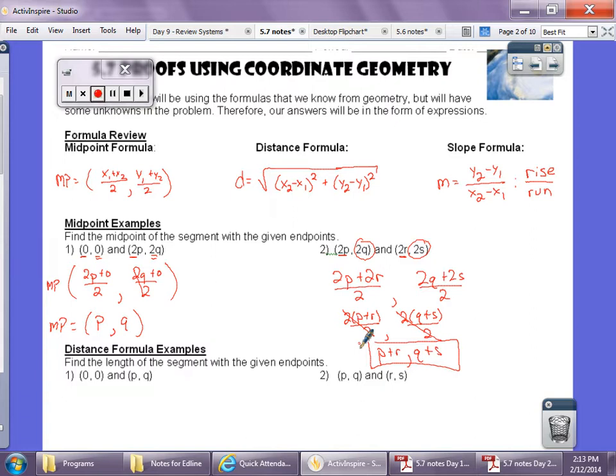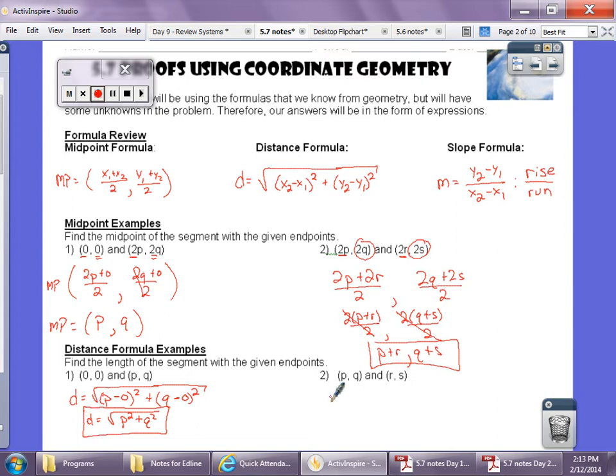The distance formula. So when we look at our distance formula, we know that distance equals the square root of x2, so p minus x1, which is 0, squared, plus y2, which is q, minus 0 squared. This is just going to give me d equals the square root of p squared plus q squared. So that is our distance, whatever p is and whatever q is.